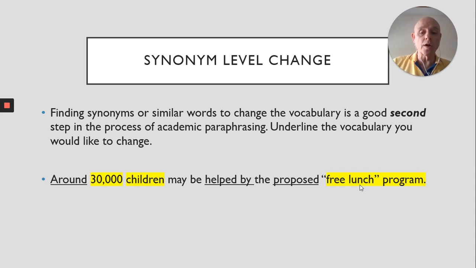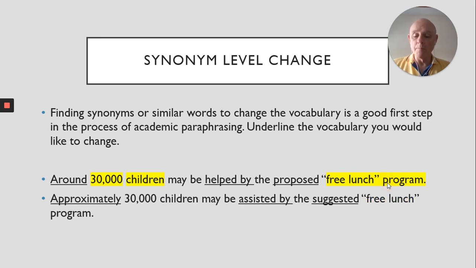Finding synonyms or similar words to change the vocabulary is a good second step in the process of academic paraphrasing. Underline the vocabulary you'd like to change. So I'd like to change around, helped by, and proposed. So I change around to approximately, I change helped by to assisted by, and proposed to suggested. And this is a good start on a synonym level change.